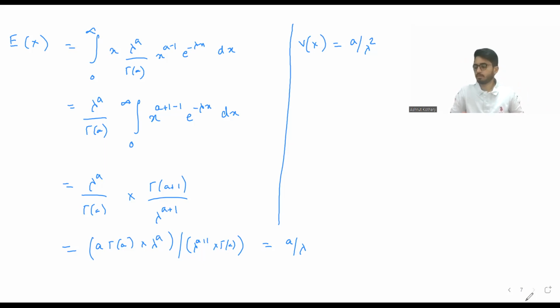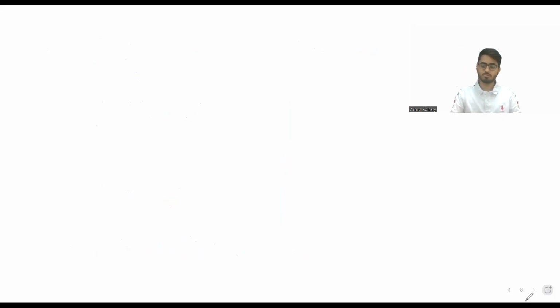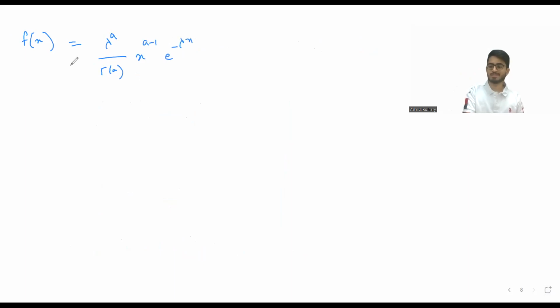Now let us attempt to find the mode. Just keep one property in mind which we would be using later as well. This is the PDF. One way is you go about differentiating this, set the first derivative as 0, find out, and so on.